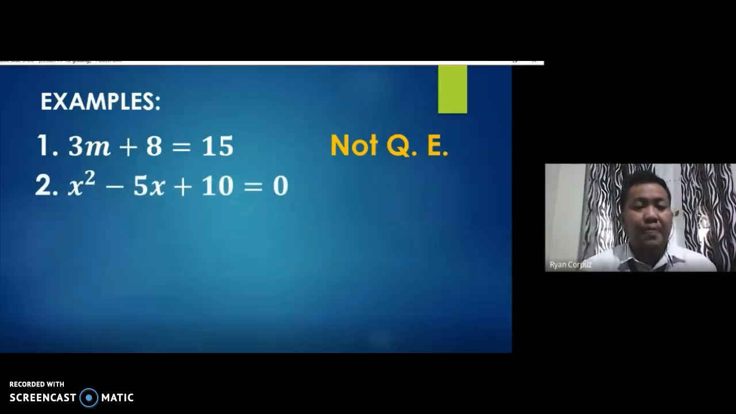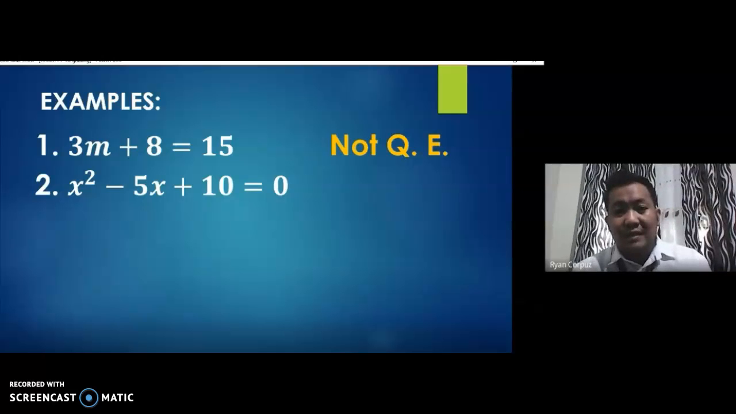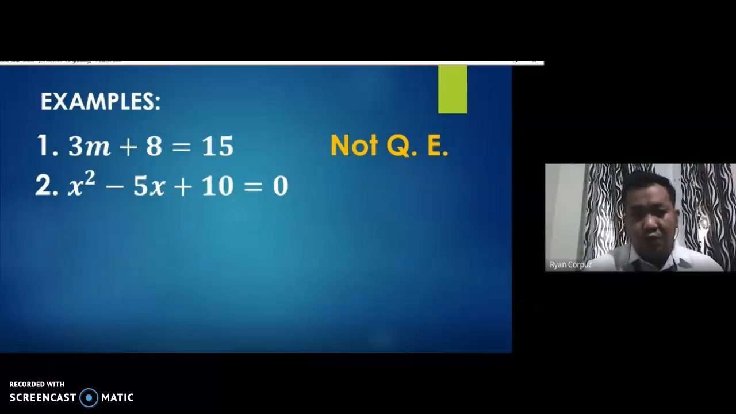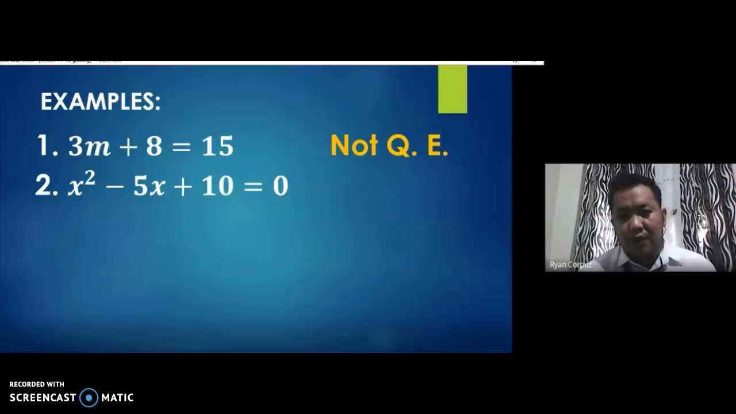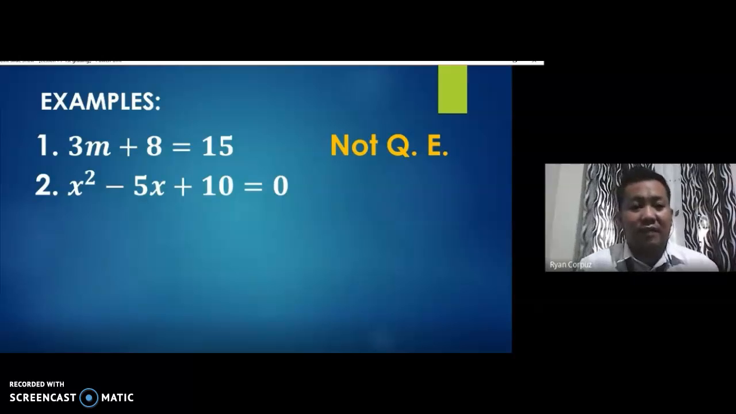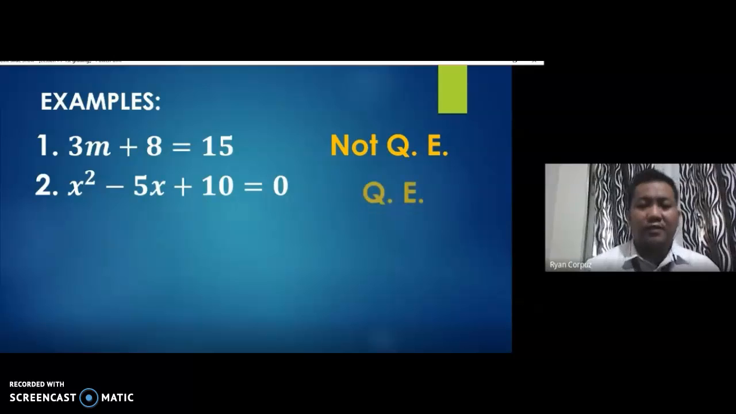Number 2, x squared minus 5x plus 10 is equal to 0. Obviously, on the first term alone, we can already find that the highest exponent of the variable is 2, and it only involves one variable. It's just like the given equation is already written in the general form of the quadratic equation. Obviously, number 2 is a quadratic equation.